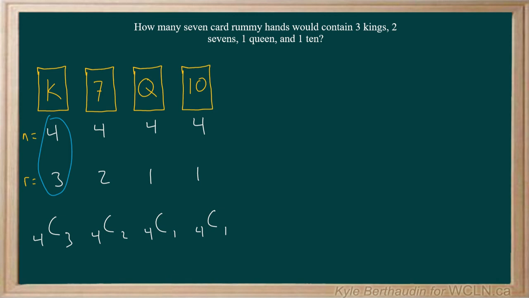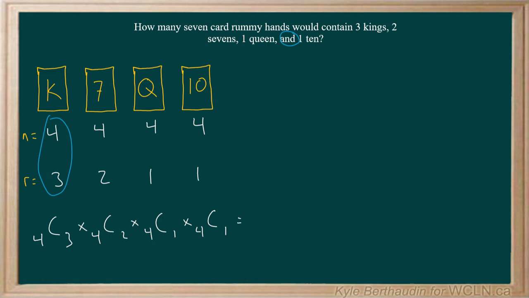Now, since we want all of these cards to be in our hand together, in other words, these cards are all going into the same hand, we have to use the fundamental counting principle. And that means that we have to multiply the combinations of the kings, sevens, queens, and tens together. You also might have noticed the "and" here in the sentence, and that usually tells you if there's an "and," that means multiply the combinations of the separate objects together.